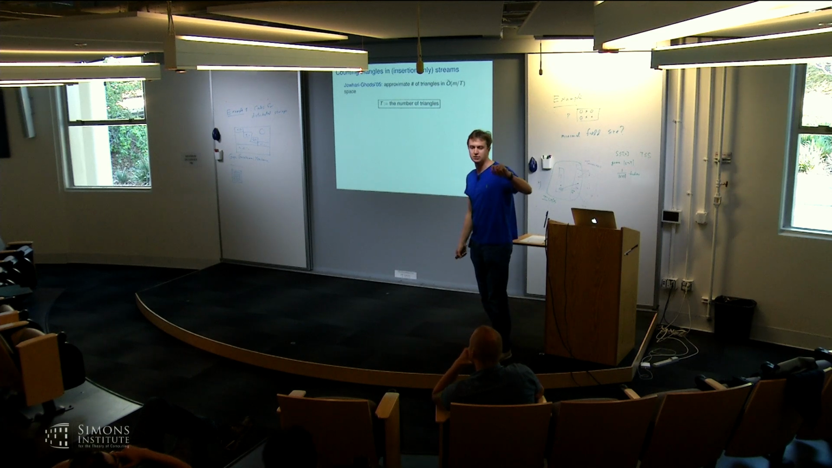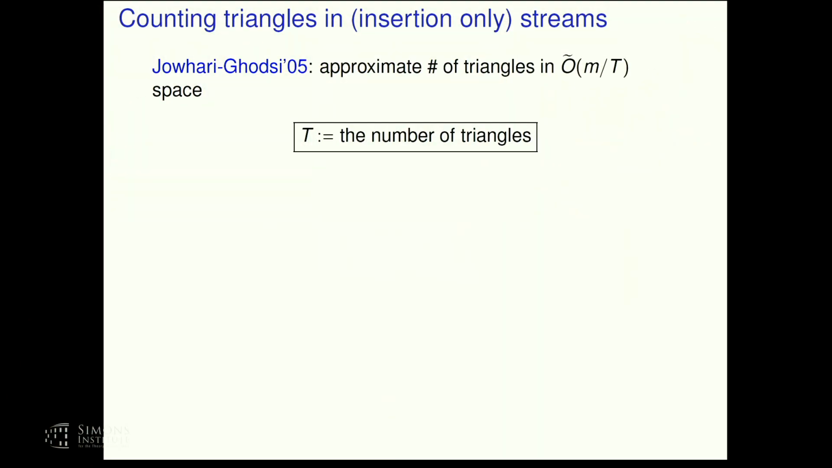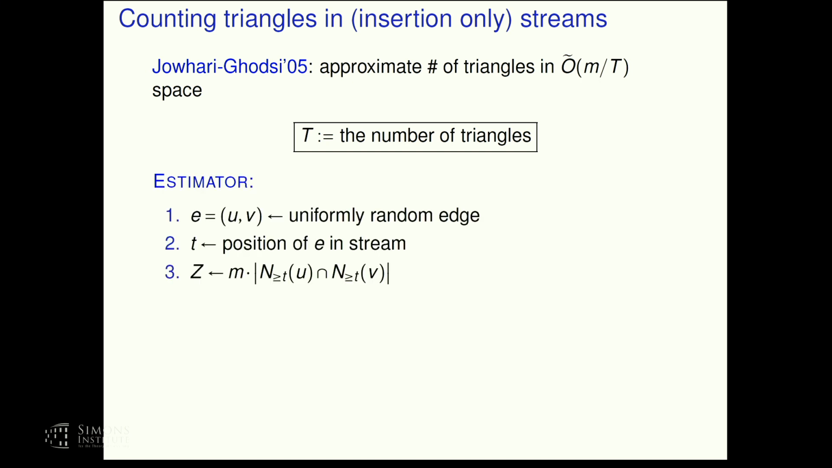Now, of course, note that the streaming or sketching algorithm doesn't really know what the number of triangles is, but usually this is easy to get around. If you assume an upper bound on this number, then you can repeatedly sample and see where your estimates stabilize. Okay, so here's the estimator that one uses to get order m by t space.